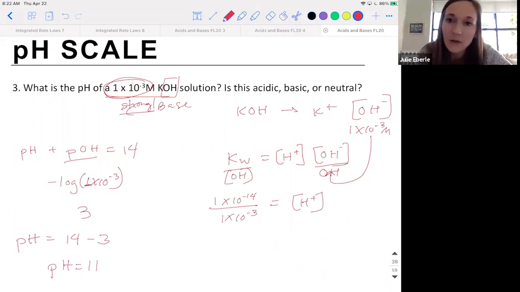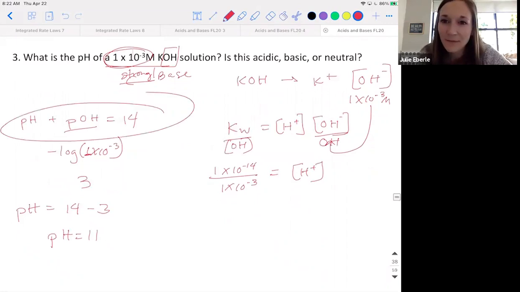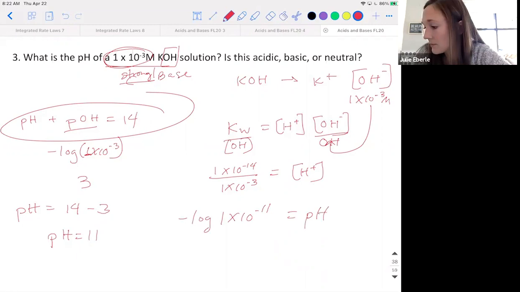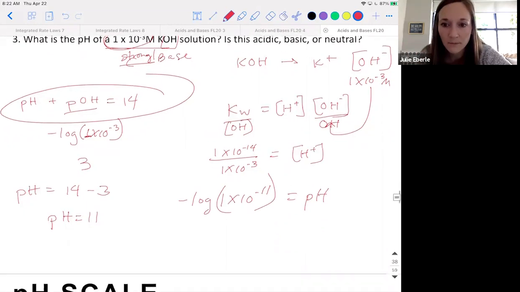And we can always take the negative log of that to get pH. Sometimes people just like this equation a whole lot better than doing all the 10 to the minus 14 stuff, but there are two ways you could solve for that. You calculate 1 times 10 to the minus 14 divided by 1 times 10 to the minus 3, which is 1 times 10 to the minus 11. Then you take the negative log of that to get pH, which is how we got 11. So two ways, but if you like the pOH and pH equals 14, just stick with that.